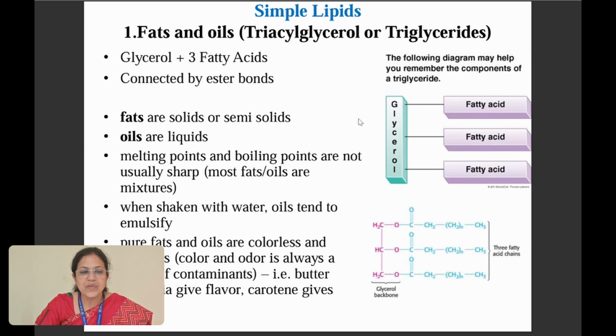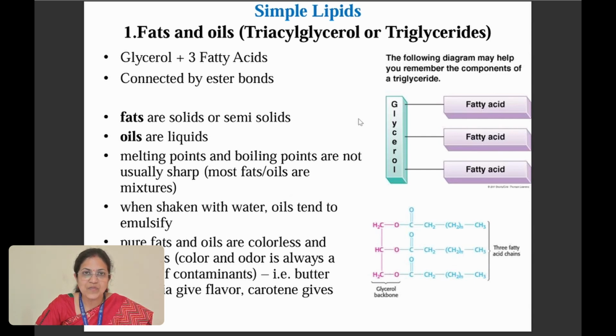Now coming to the main important classification, the first lipid we are going to see is simple lipid. Simple lipid is composed of fats and oils, which you call triacylglycerol or triglyceride. All fats and oils, especially the triglycerides, consist of two main components: glycerol and fatty acid. One glycerol molecule is bonded with three fatty acid molecules, and the glycerol and fatty acids are interconnected by ester bonds. The fats are solid in nature, whereas oils are liquid in nature.